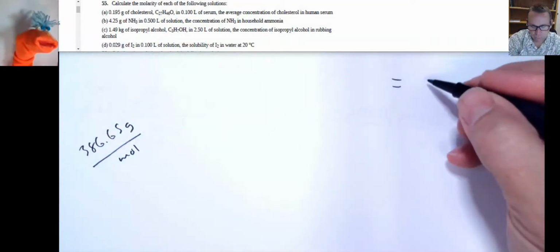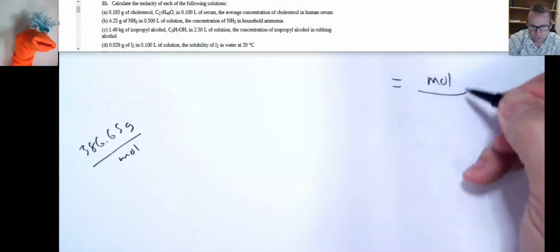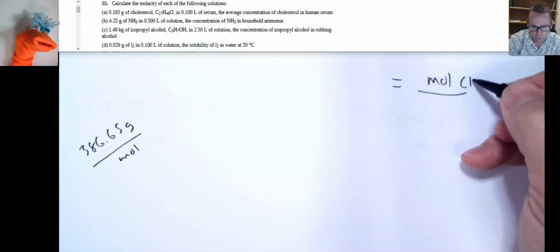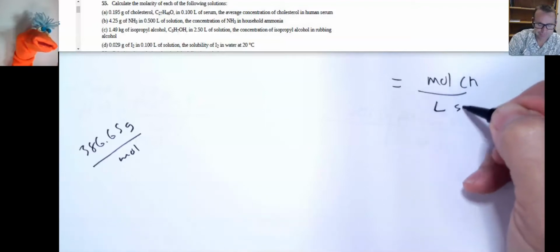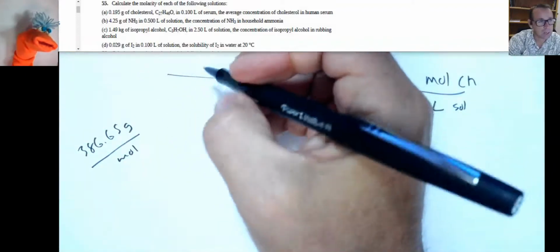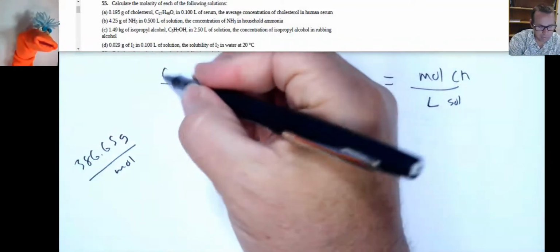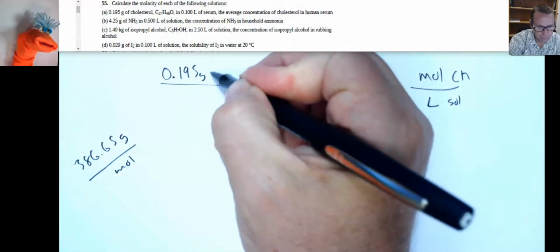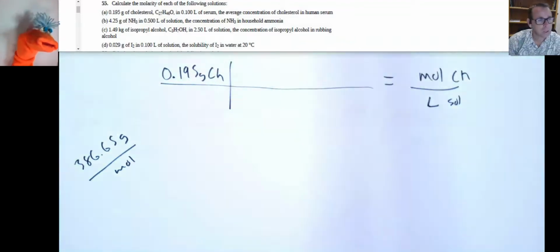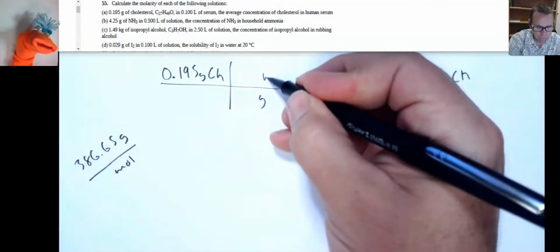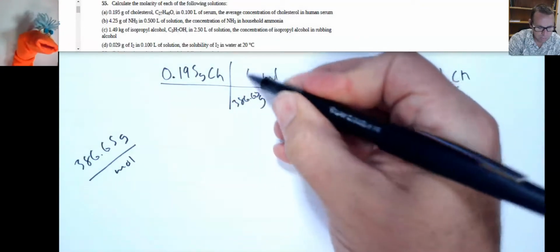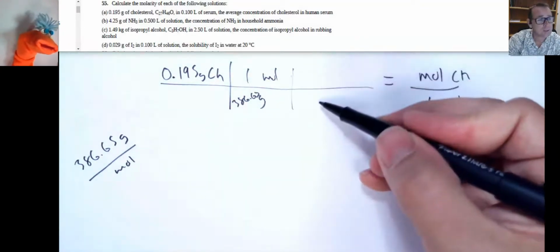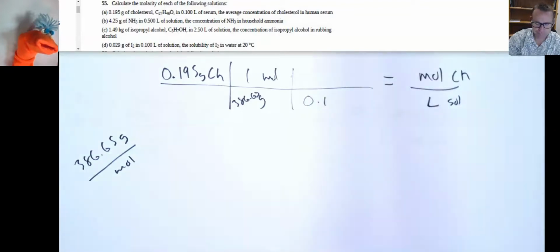What are we after here? Moles per liter. That's right. We want the molarity. We want moles of cholesterol per liter of solution. All right, 0.195 grams cholesterol. And I can go from grams to moles. Get moles of cholesterol on top. 386.65 grams for every mole. And liter of solution, 0.1.